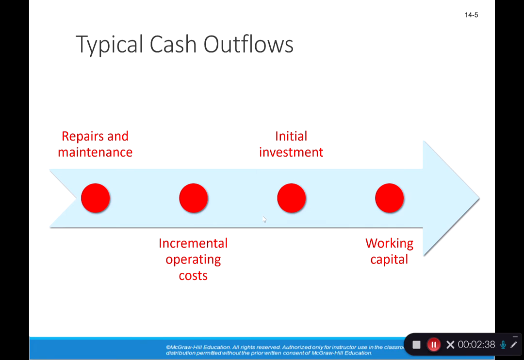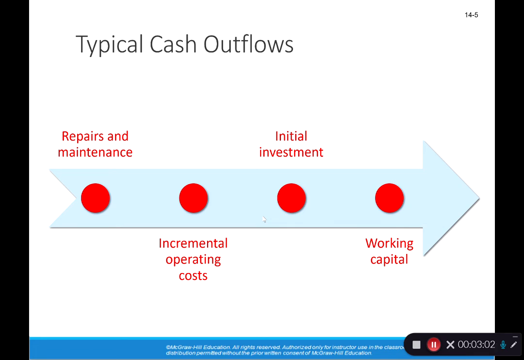What are some typical cash outflows for these types of investment opportunities? Well, repairs and maintenance costs. If you're going to buy a piece of equipment, at some point you may have to repair it. Incremental operating costs. So does it cost an additional amount each year to operate? The initial investment, obviously, is going to cost money up front to purchase the new equipment or property.